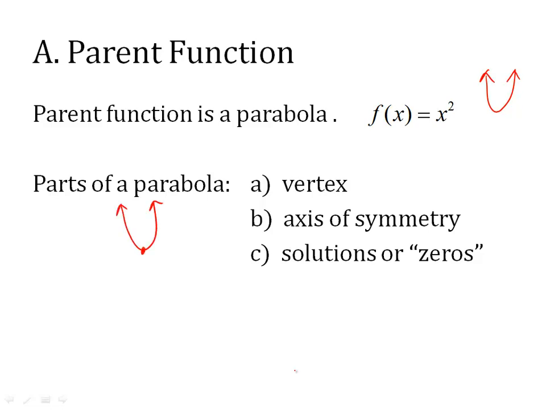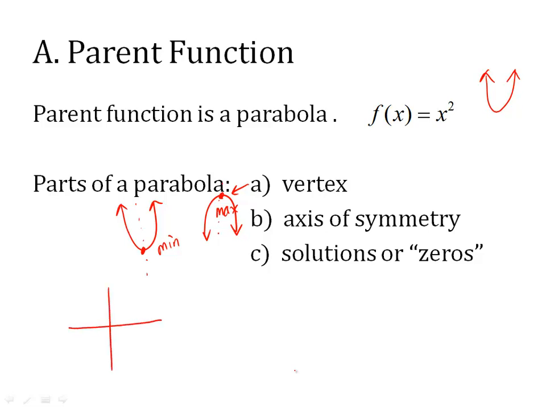The vertex is where it changes directions from going down to going up, so that would be a minimum, or if it opened down, it would be a maximum. That's your vertex. The axis of symmetry is the line that goes through the vertex, and I'll show you how to find that. Now solutions.